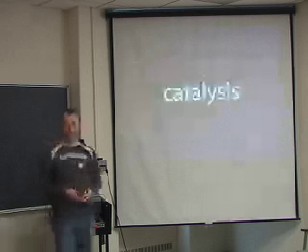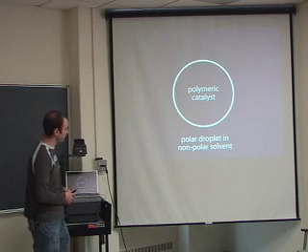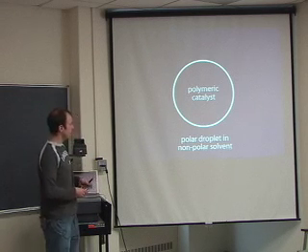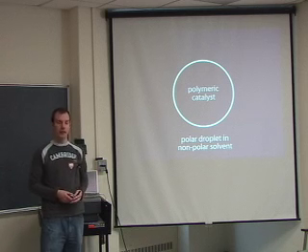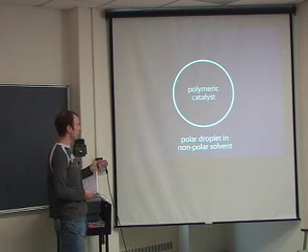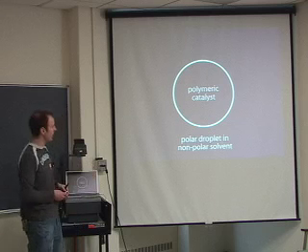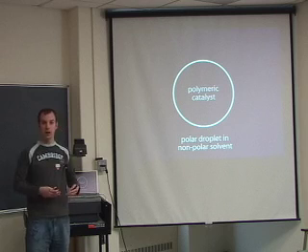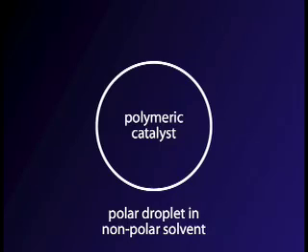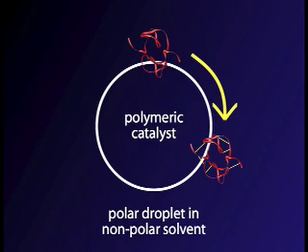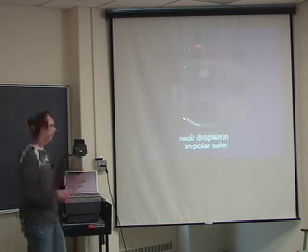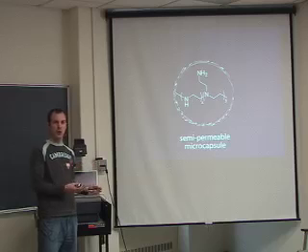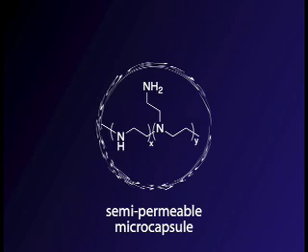So how about applications in catalysis? We figured that, well, I guess we discovered by chance that certain polymeric catalysts, which I'll get to in a second, can be dispersed in a polar droplet in a nonpolar batch solvent. So it turns out that if you take this polymer and you cross-link it only at the surface of that droplet, you can make this semi-permeable microcapsule that traps the polymeric catalyst inside.